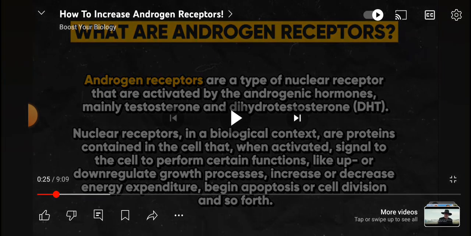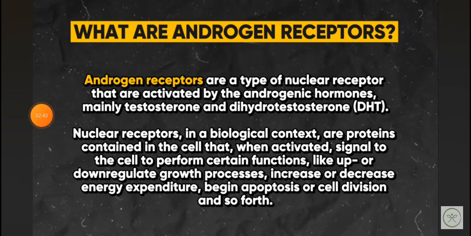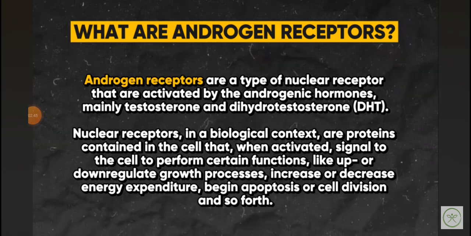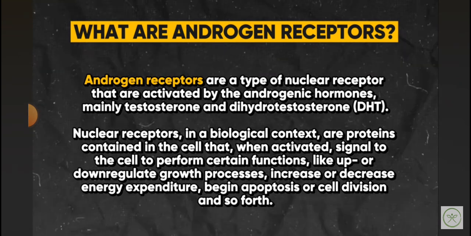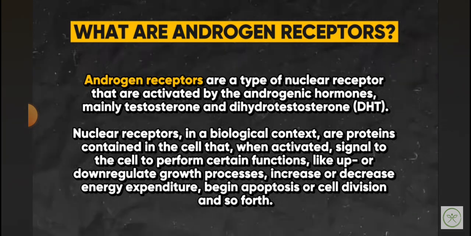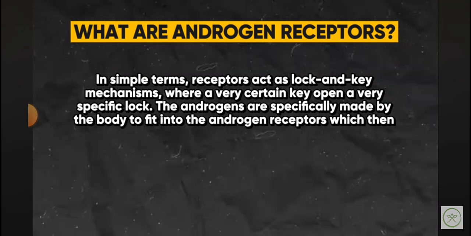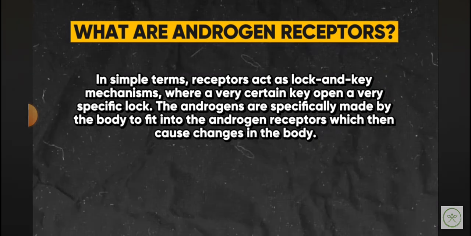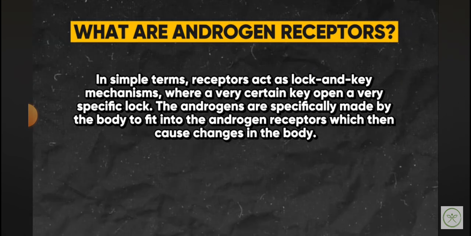Nuclear receptors in a biological context are proteins contained in the cell that, when activated, signal to the cell to perform certain functions like up or down-regulate growth processes, increase or decrease energy expenditure, begin apoptosis or cell division, and so forth. In simple terms, receptors act as lock and key mechanisms, where a very certain key opens a very specific lock. The androgens are specifically made by the body to fit into the androgen receptors, which then cause changes in the body. Now, how do these androgen receptors actually work?